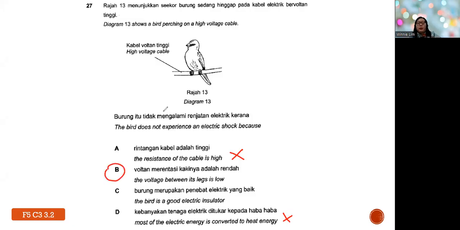Okay, so the answer is B. The voltage between the legs is too low, because you see the 2 points, the distance is so short. Since the voltage is small, it is actually the same potential. So if there is the same potential, that means there is no flow of electrons, or they are too small, so the flow of current is also very low. So the answer is B. C, bird is a good electric insulator. No. Okay, so that's why the answer is B.